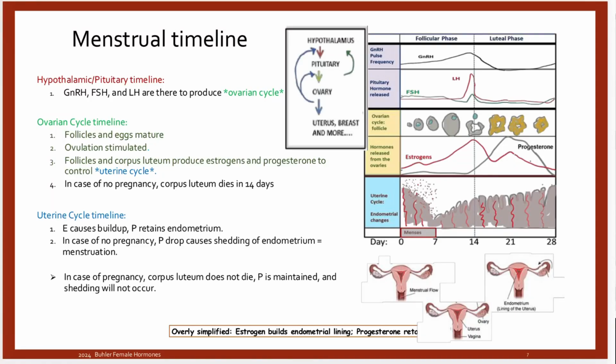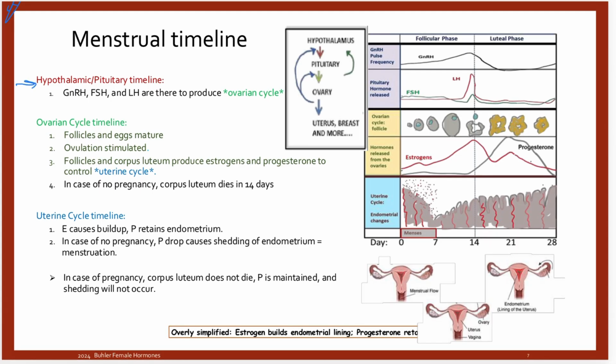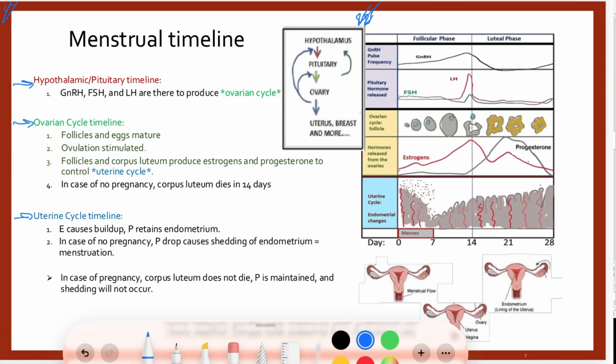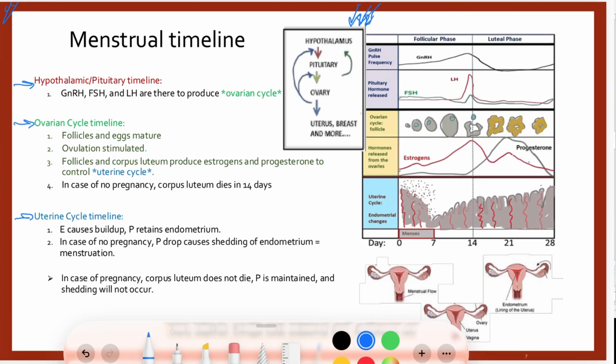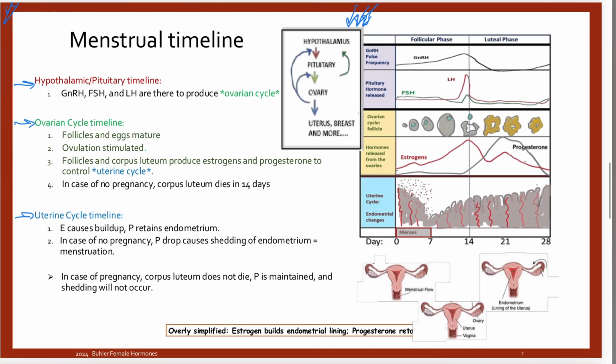So when we're talking about this menstrual timeline, we're talking about 3 cycles happening simultaneously, but they're controlling each other. And so we said we had the hypothalamic pituitary part, then we had the ovarian part, and then we had the uterine part. So when we look at that, I want to remind you guys what the whole axis looks like when you include all these things together, because then you'll be able to visually look back and remember it.